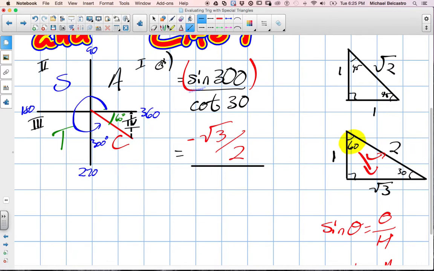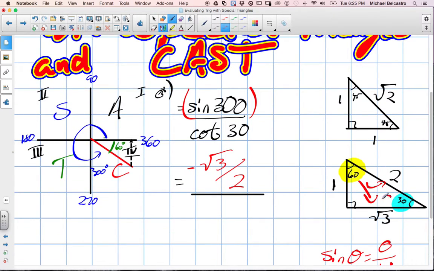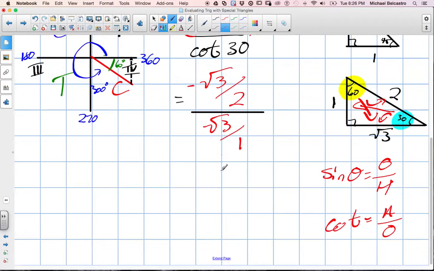Then the bottom of our fraction, we're looking at cotangent 30. Well, we have 30, and cotangent refers to adjacent over opposite, which is root 3 over 1. So the bottom is root 3 over 1. Now, this is 30 in quadrant 1, where everything is positive. So anytime we have an acute angle that's between 0 and 90, it's always going to be a positive value.